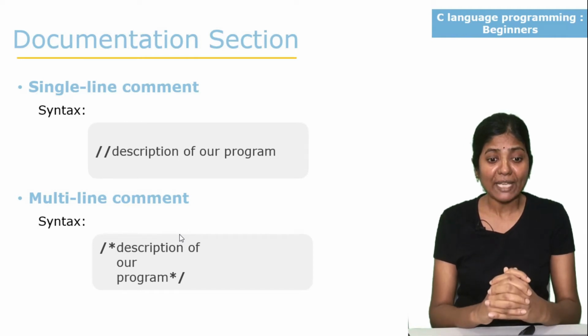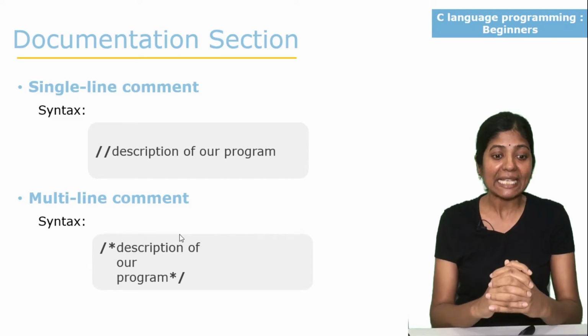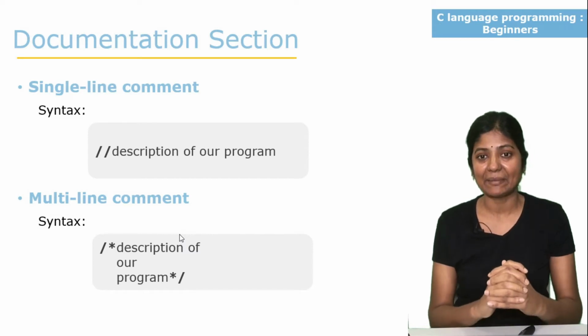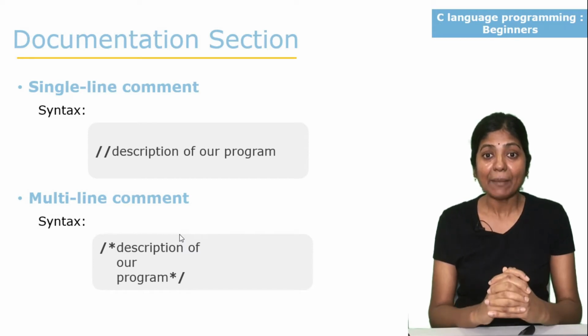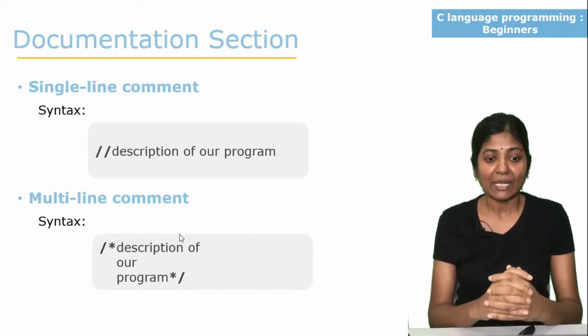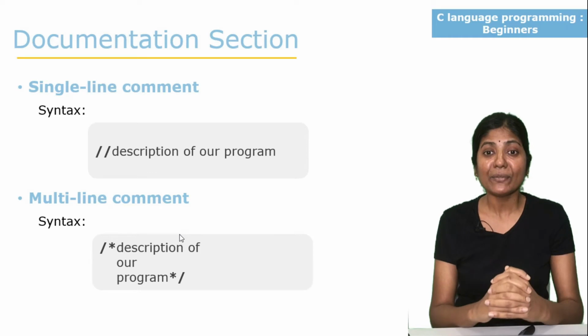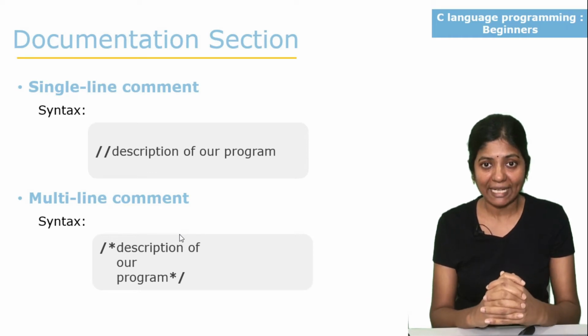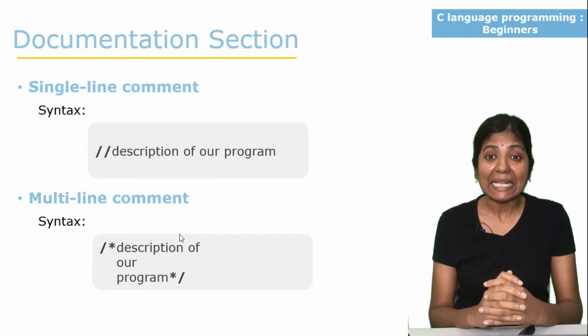There are two ways of writing comments in C. Those are single line comment and multi-line comment. The name itself is saying single line. If you want to describe your program in only one line, we need to write a single line comment. If you want to describe our program in more than one line, we should write a multi-line comment.